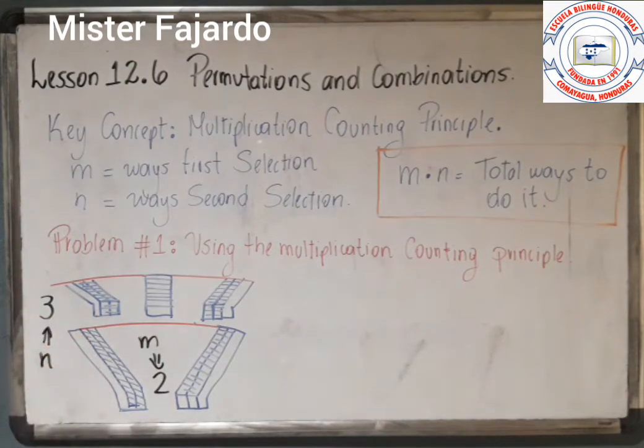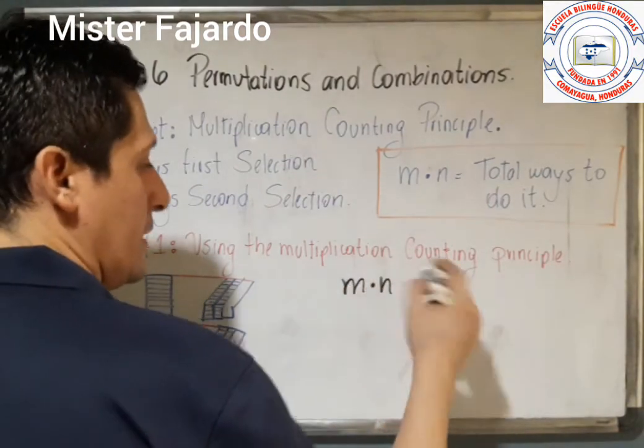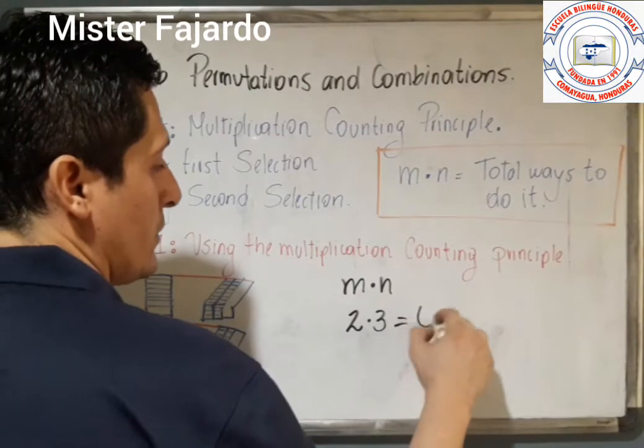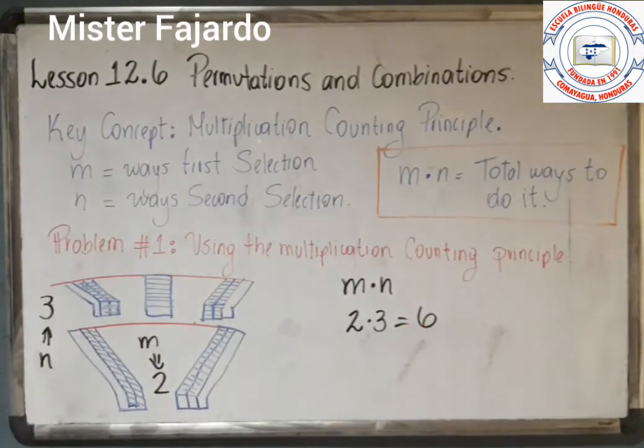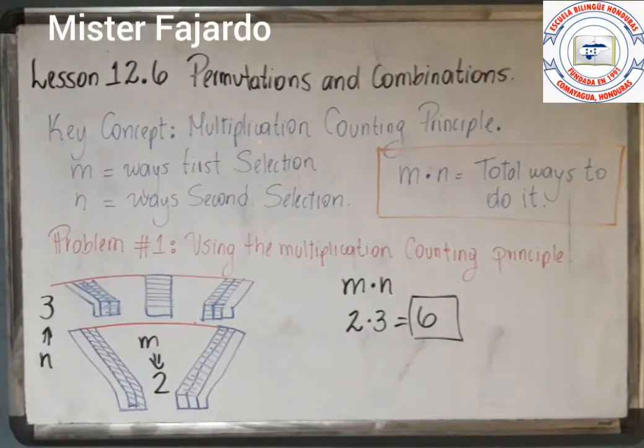And it's really easy. What do you need to do? Just multiply m times n. In this case, that is going to be 2 times 3 equal to 6, okay? That's the multiplication counting principle, okay? It's really easy. That means that you're going to have 6 ways to use escalators to get to the third floor, okay? Now we are going to do the next example, example number 2.